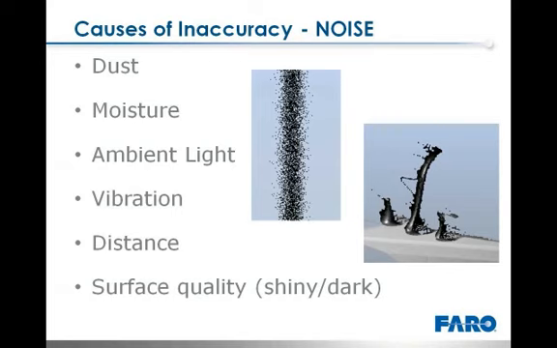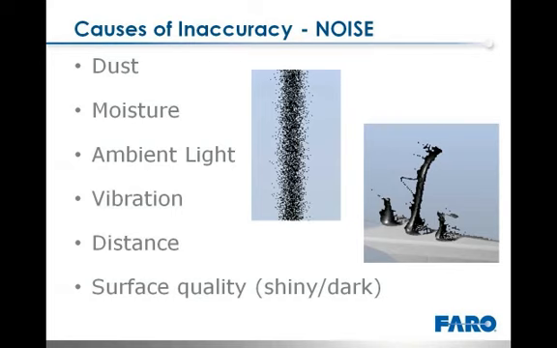Distance is also a factor. As you get further away from the scanner, the points will gradually get less accurate and will be more affected by passing through a greater volume of dust or moisture. The surface quality of objects being scanned is also important. Very shiny or very dark surfaces tend to cause problems.